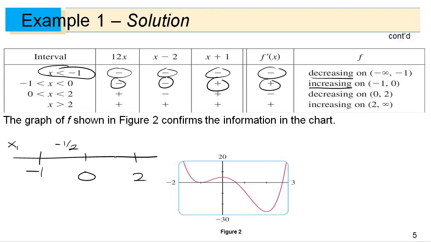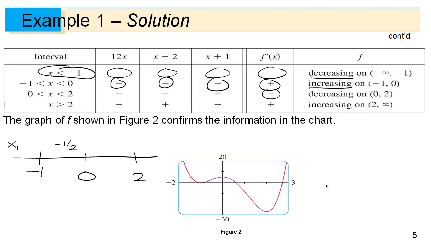Well, between 0 and 2, I'd pick 1. Gives me positive, negative, positive, so the whole thing is negative, decreasing. Finally, the last one, something bigger than 2, pick a 3, positive, positive, positive, the whole thing is positive, increasing. Now, please don't think that this pattern will always be true, that it'll always go increasing, decreasing, increasing, decreasing. That's not always the case.